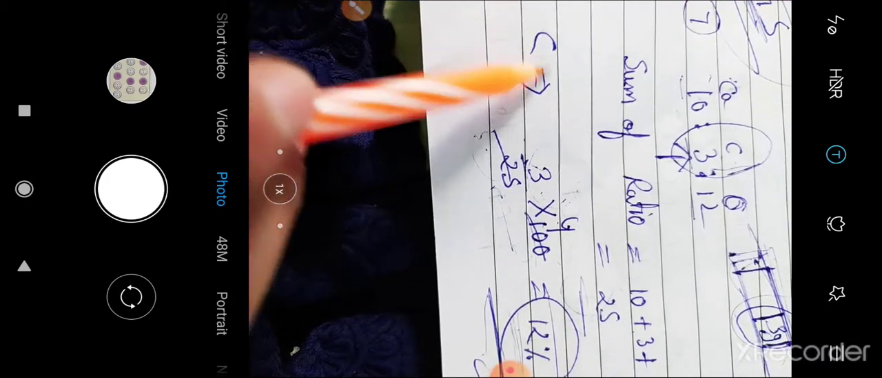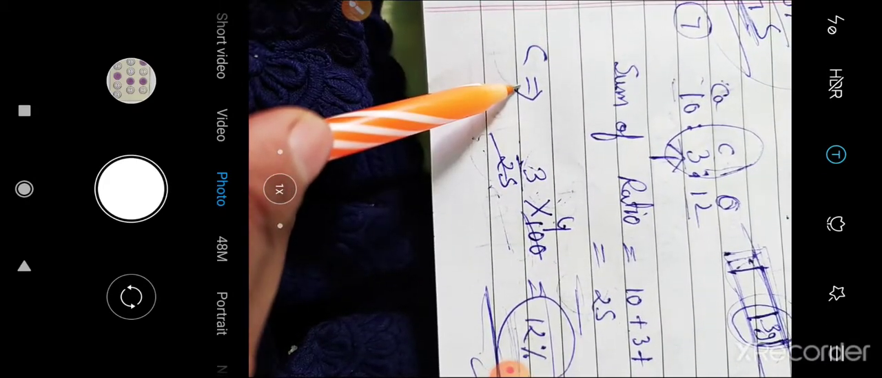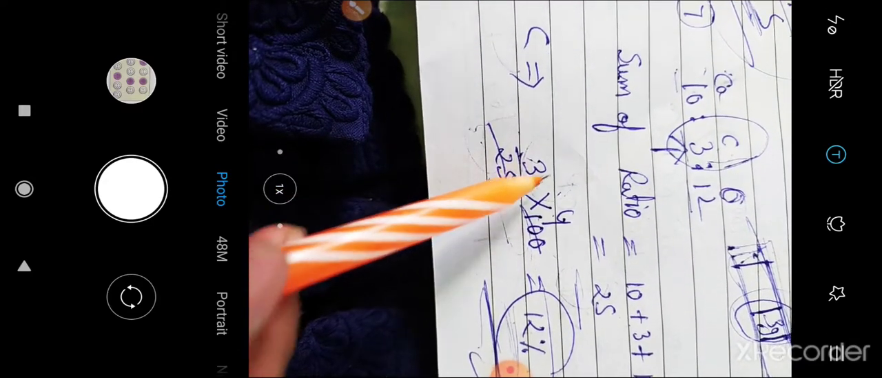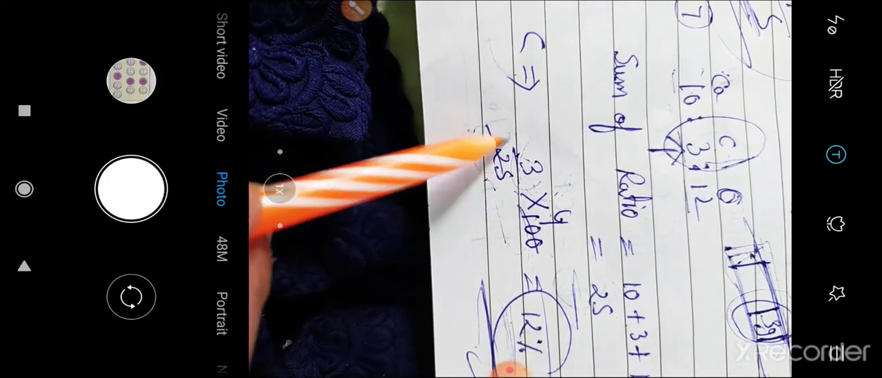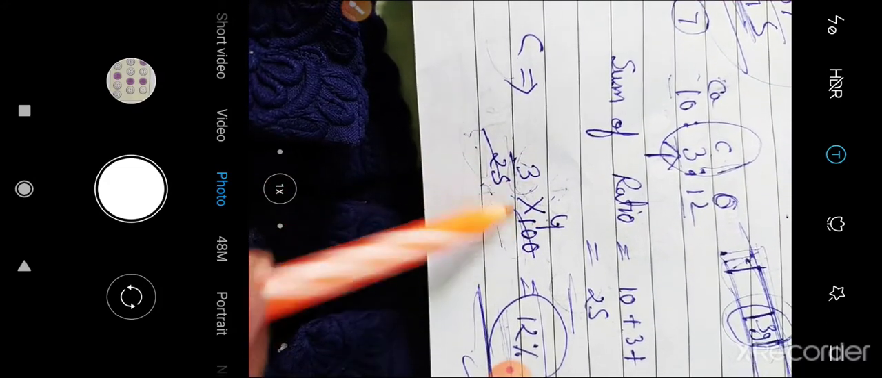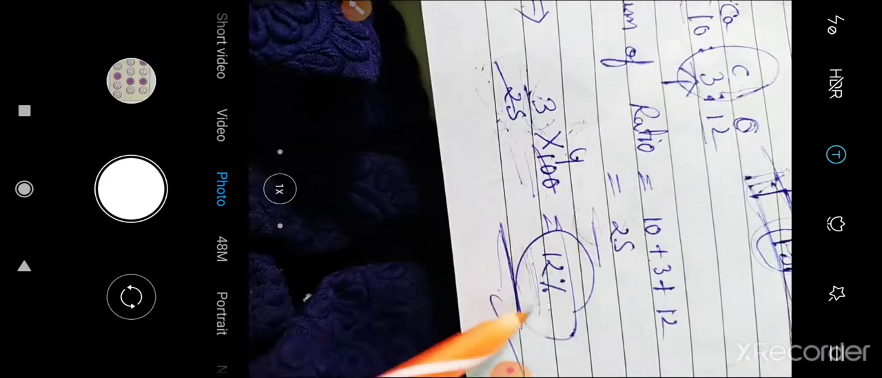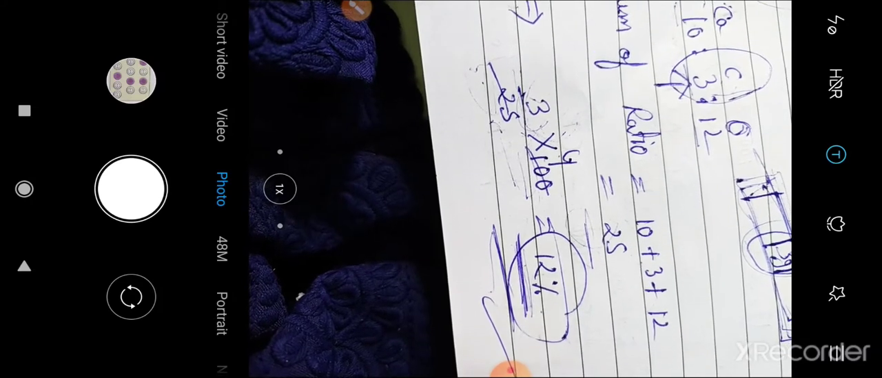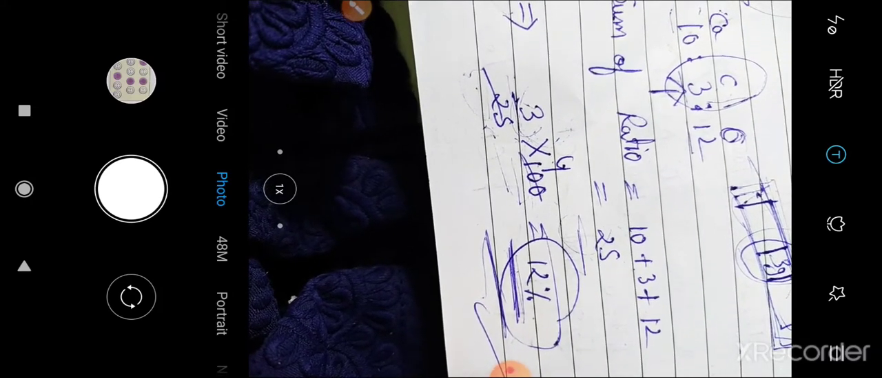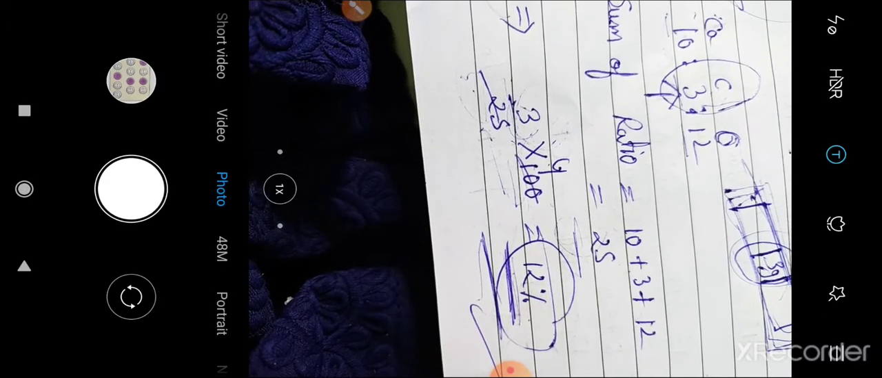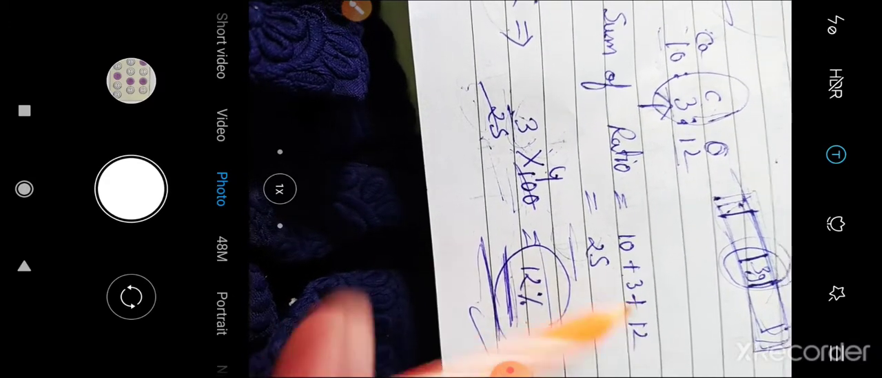To find the percentage of carbon in the chalk stick, we divide the parts of carbon by the sum of the ratio and multiply it by 100. So we have the answer 12%. In the next part, it is given in the question that if the chalk contains 3 gram of carbon, then what is the weight of the chalk stick?